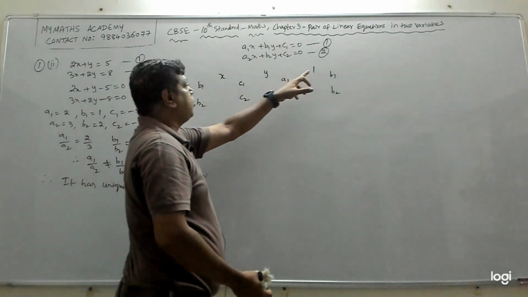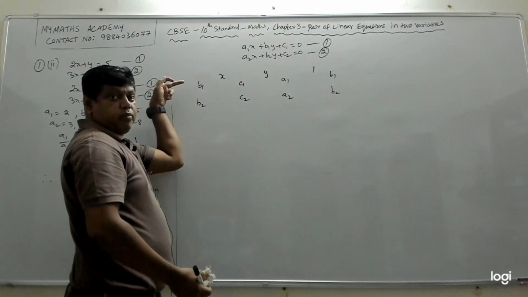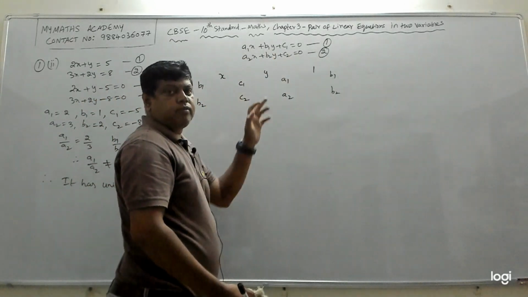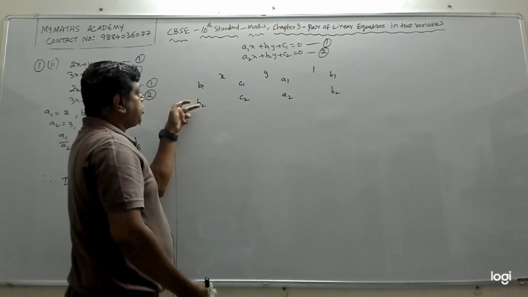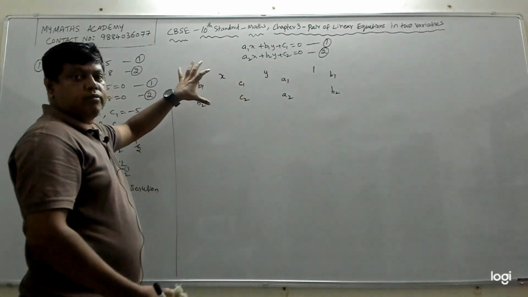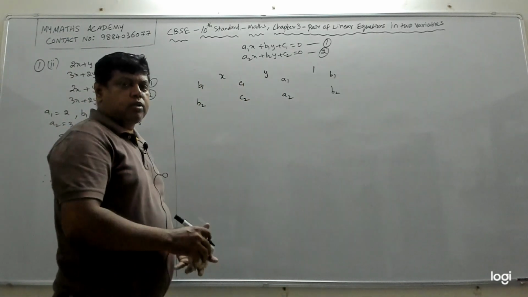You put x, y, 1, then here you will start with b1, b2, after b, c, after c, a, after a, b. Then b1, b2, c1, c2, a1, a2. So this is the standard format, or you can think of this as a formula for the cross multiplication method.